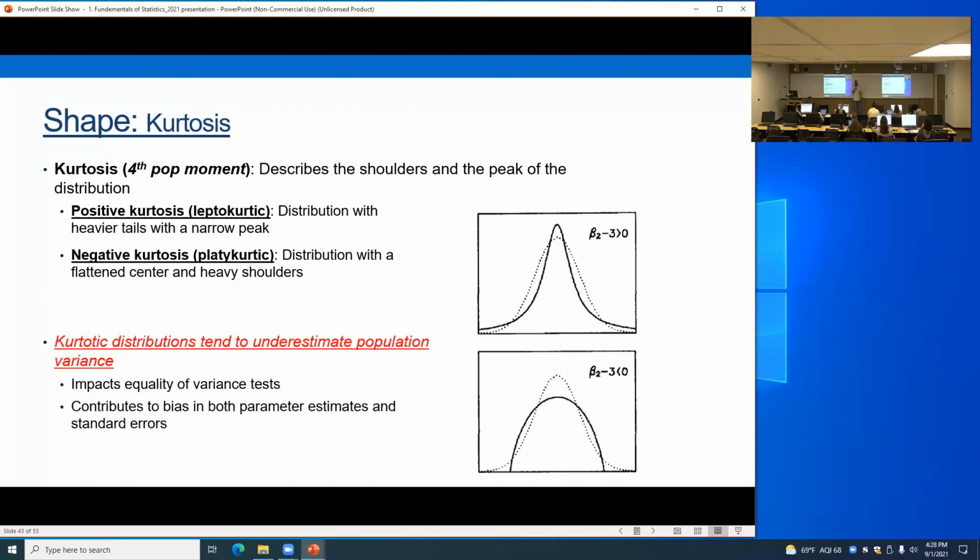Okay. What we see is that kurtotic distributions tend to underestimate our population variance. Okay. It's easy to see with the negative kurtosis how that might underestimate our population variance. Can someone tell me why positive kurtosis underestimates our population variance?